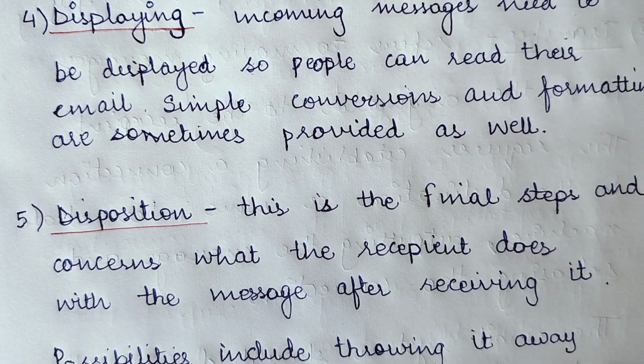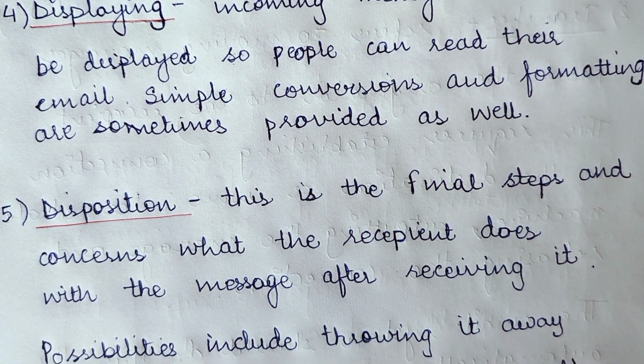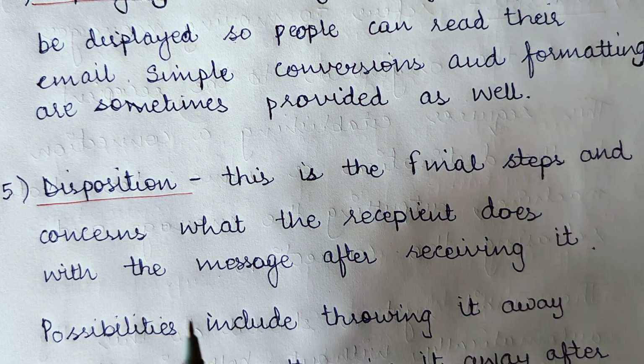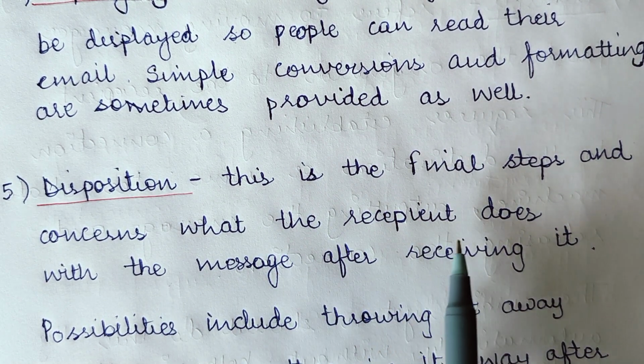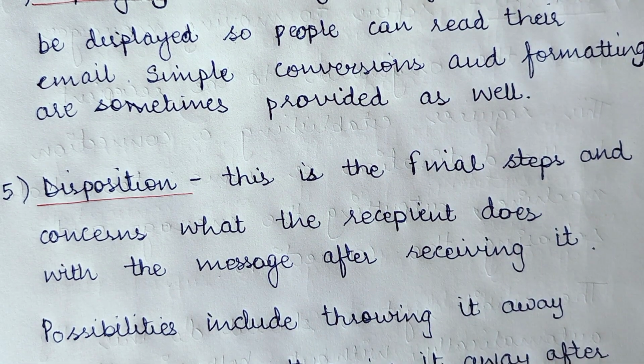Then the fifth function is disposition. What is disposition? Disposition is the fifth and the final function, and this is the final step, and it concerns what the recipient does with the message after receiving it. So the disposition function's concern is to see what the recipient has actually done with the message after receiving it.